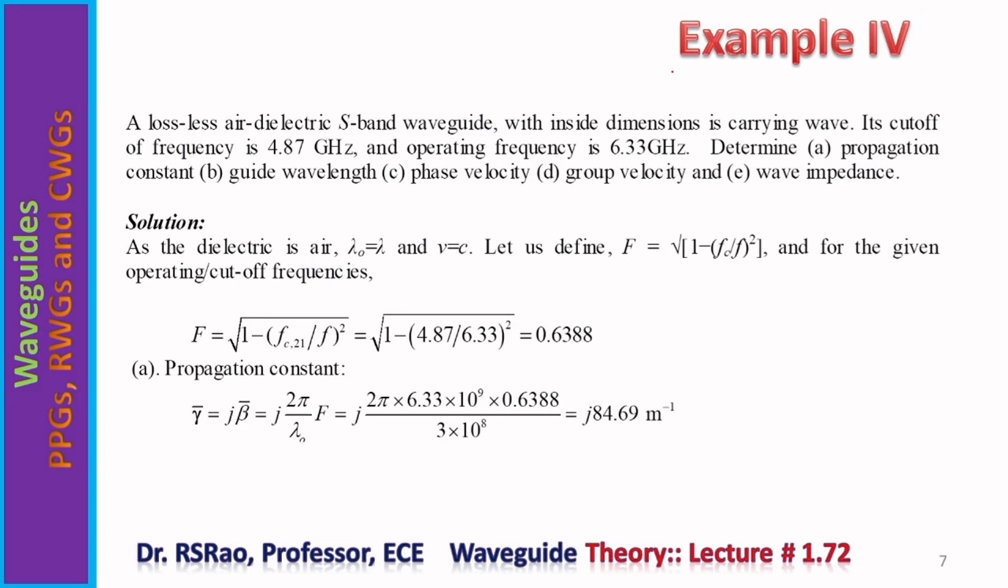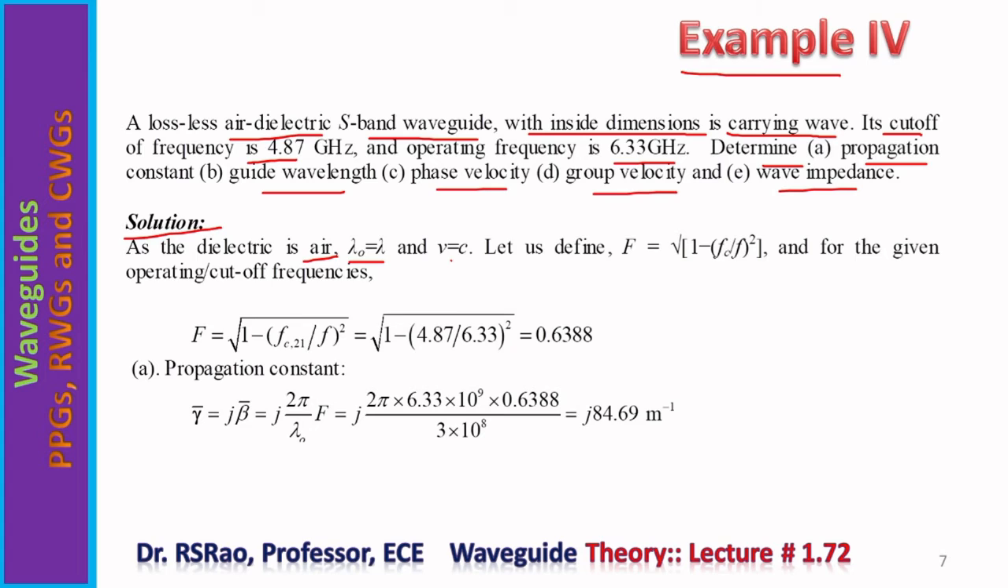Now another problem, example 4. A lossless air dielectric S-band waveguide with inside dimensions is carrying a wave. Its cutoff frequency is 4.87 GHz and operating frequency is 6.33 GHz. Determine propagation constant, guide wavelength, phase velocity, group velocity, wave impedance. Solution: as the dielectric is air, lambda naught is lambda, v is c. Now factor f we can calculate from the given values. f equal to, we can find 0.6388.